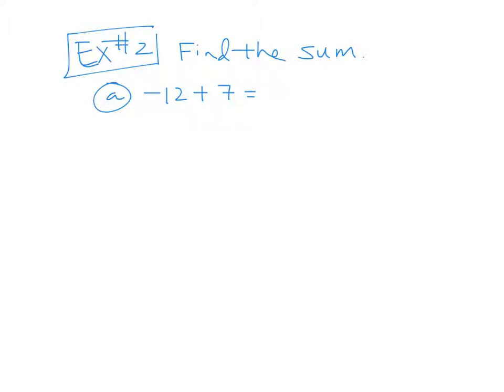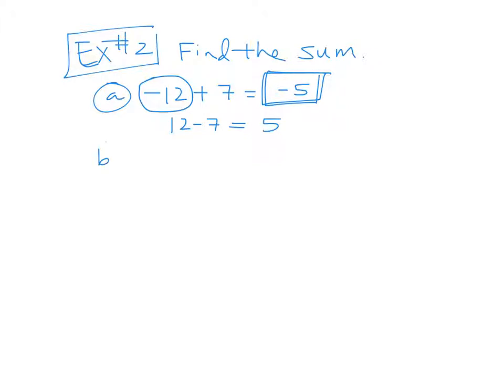Because there's one of each, right? There's a positive and there's a negative. So when you have one of each sign, you subtract them. So we're going to do 12 minus 7 is 5. Is my answer going to be a positive 5 or a negative 5? It's going to be negative because my bigger number was the negative, right? So your answer here is -5.